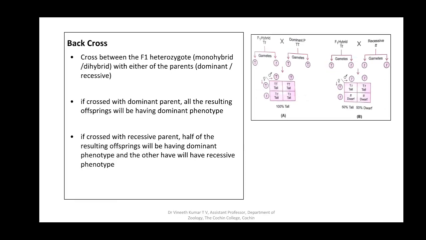So if the heterozygote is crossed with the dominant parent, all the resulting offspring will have the dominant phenotype. If it is crossed with the recessive parent, half of the resulting offspring will have the dominant phenotype and the other half will have the recessive phenotype. So this is what is called a back cross.